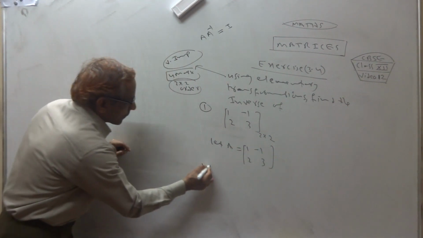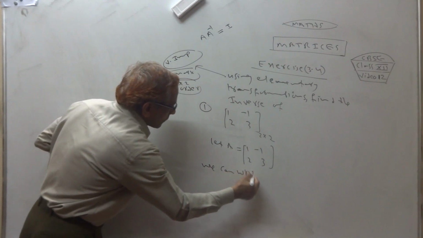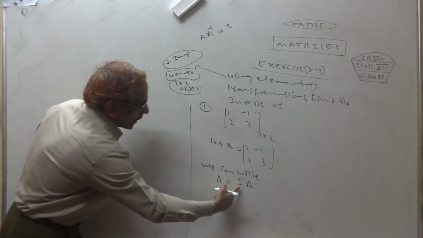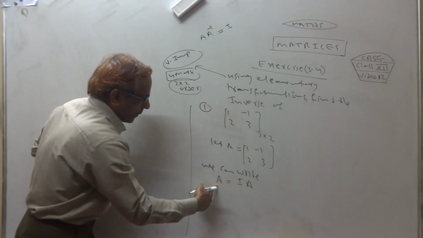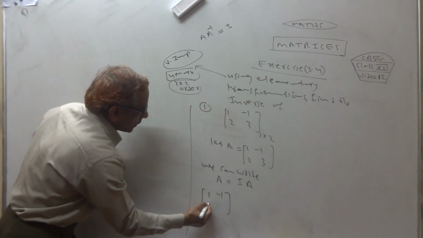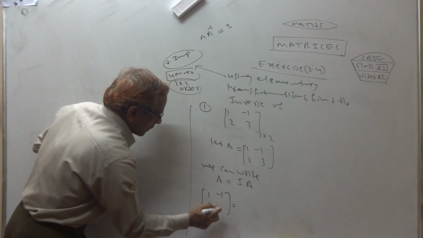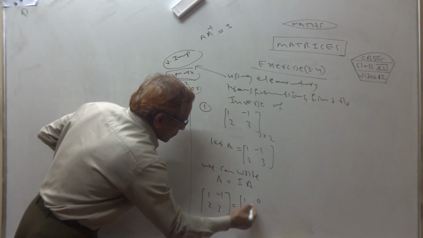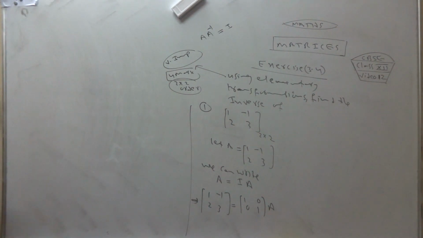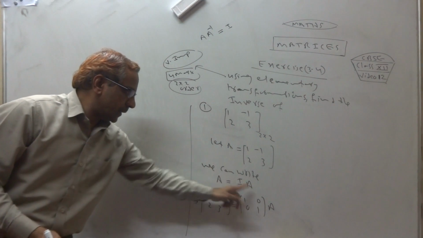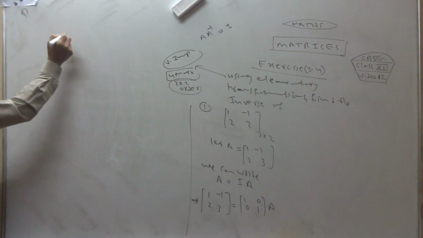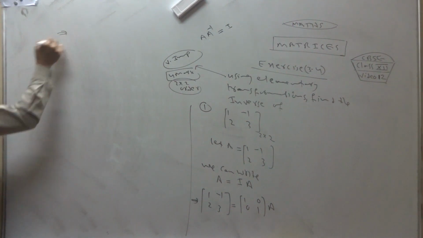After that, we can write A is equal to IA. I is the identity matrix. I into A is A only. The next step: what is A? 1 minus 1, 2, 3. What is I? 1, 0, 0, 1 and A. See the method please. First we write A is equal to IA, then A is this, I is 1, 0, 0, 1.